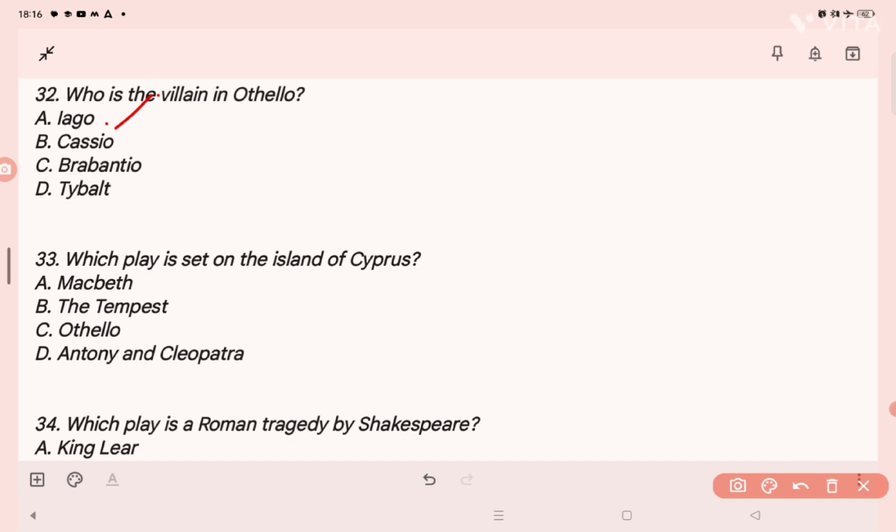Which play is set on the island of Cyprus? Option C, Othello. Othello is set on the island of Cyprus, where the play's tragic events unfold due to Iago's scheming.